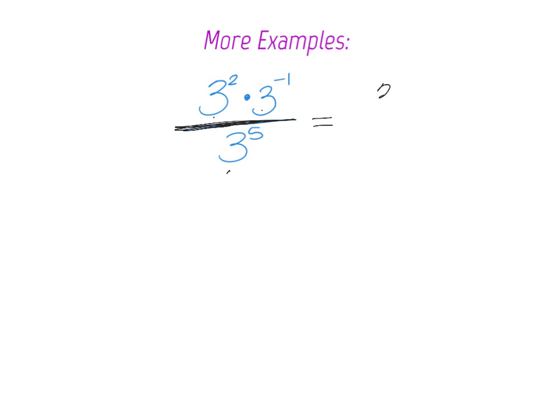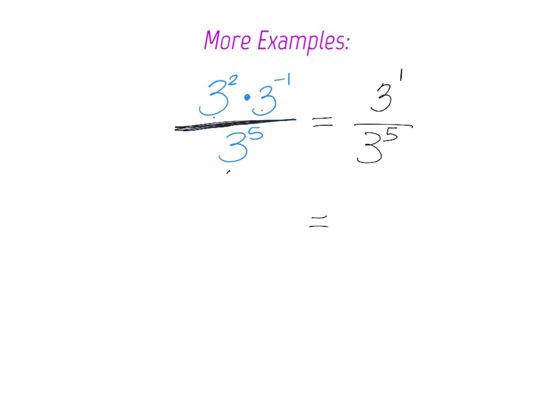So what rule do we apply? It is multiplying powers of the same base, so therefore we would add the exponents. And 2 plus negative 1 is 1. Divided by, we just bring over 3 to the 5th.